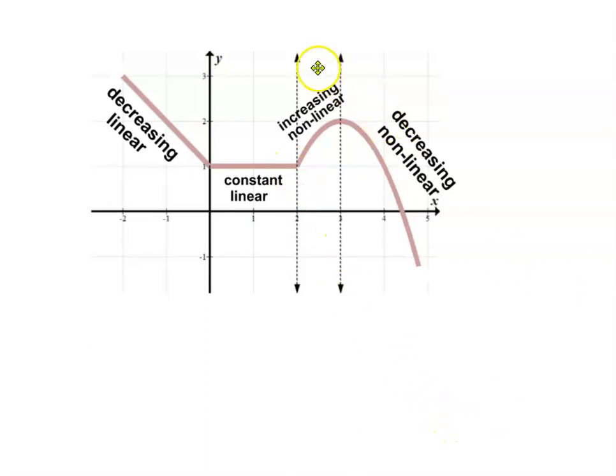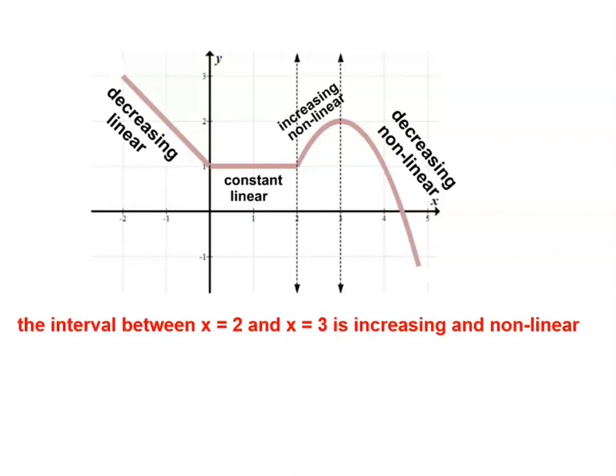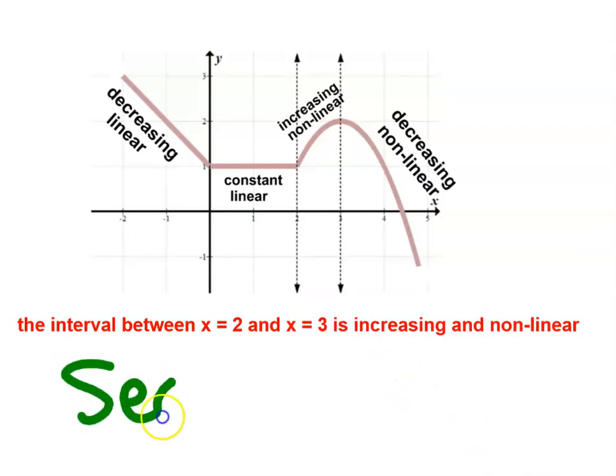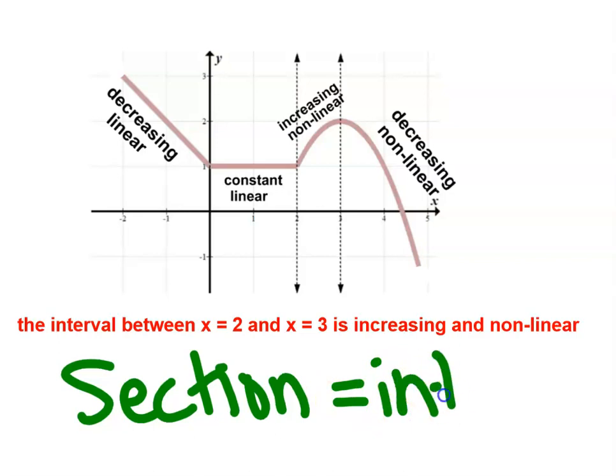You'll notice in the middle here, I have two dotted vertical lines. Those represent a specific section of the graph. And when we talk about a specific section of the graph, that's known as an interval. So a section is the same as an interval.